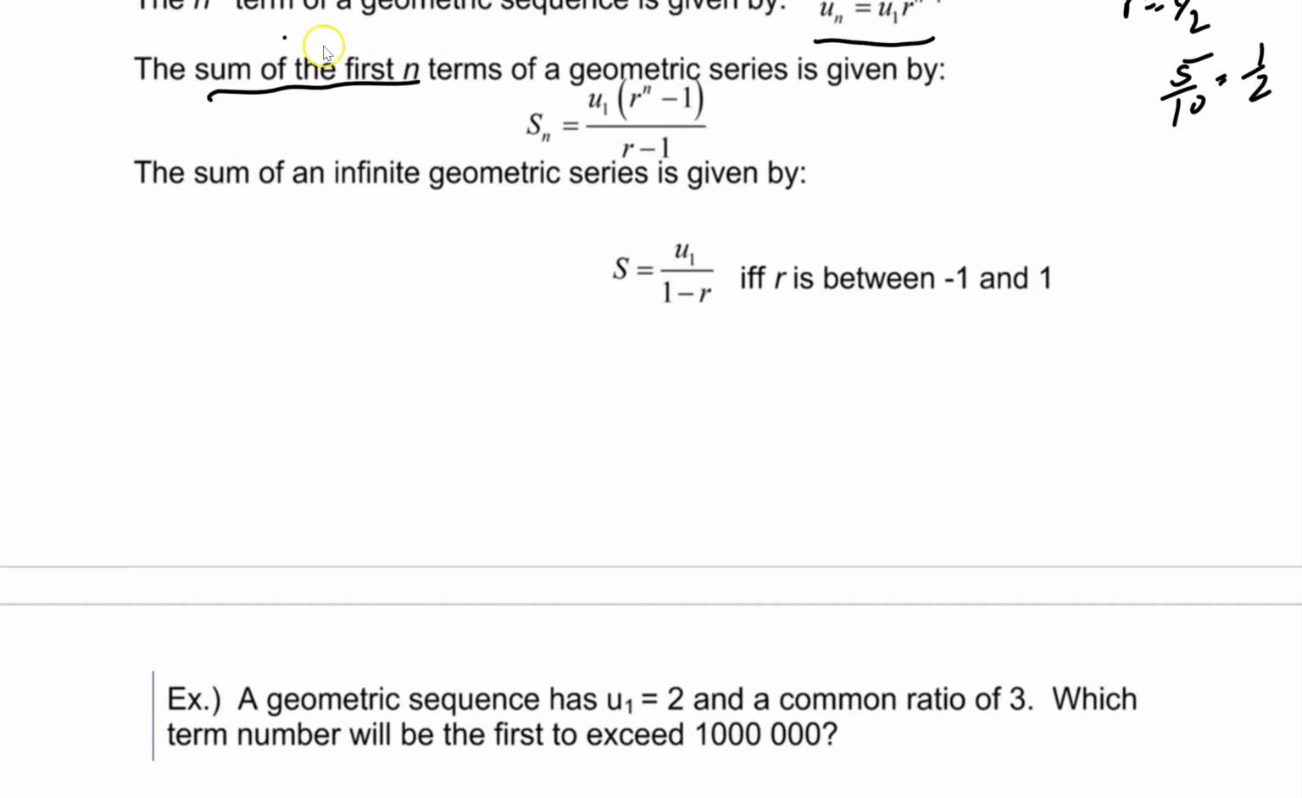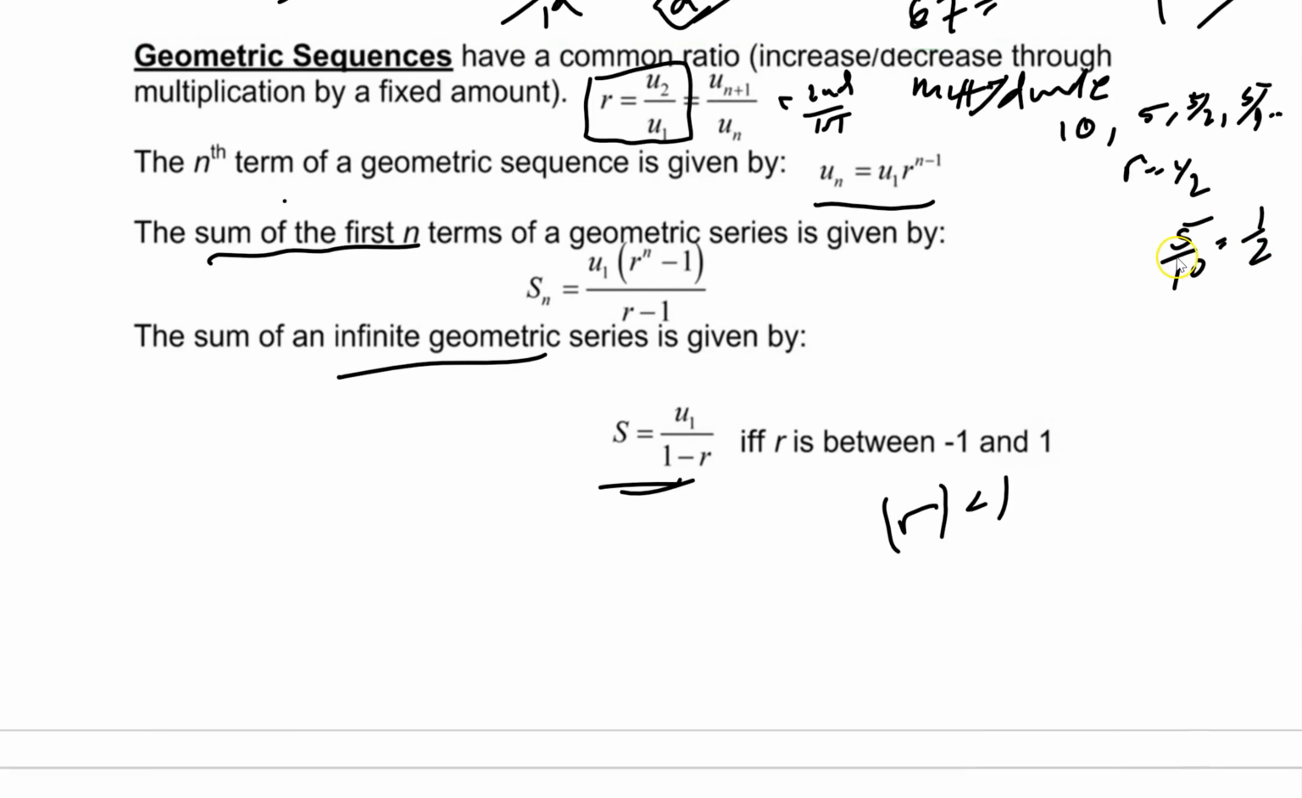And if they say infinite, they have to say that, right? Infinite geometric sequence, then you can use this formula. It's a lot simpler, but it only works when the absolute value of r is less than 1. So if r is like 2, you can't do it. Right here I could do it, it's 1/2. But r has to be a small number between -1 and 1. But it's the same idea. So this is an example.